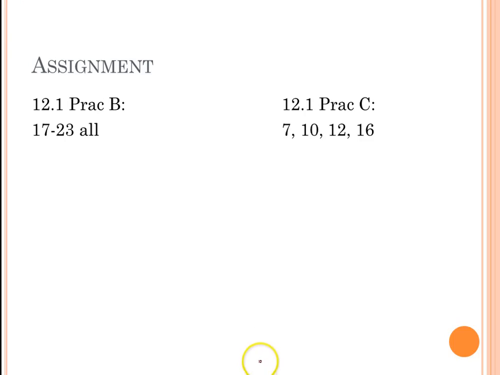So here's your homework for today. This is the end of our basics for sequence and series. Tomorrow/Monday, we're going to start actually talking about specific rules.